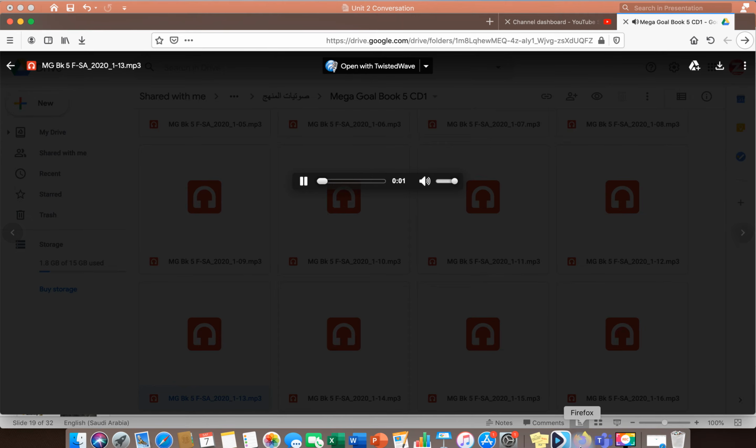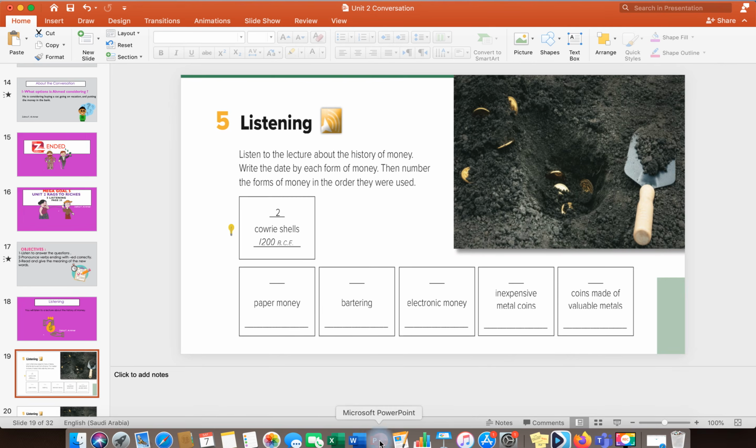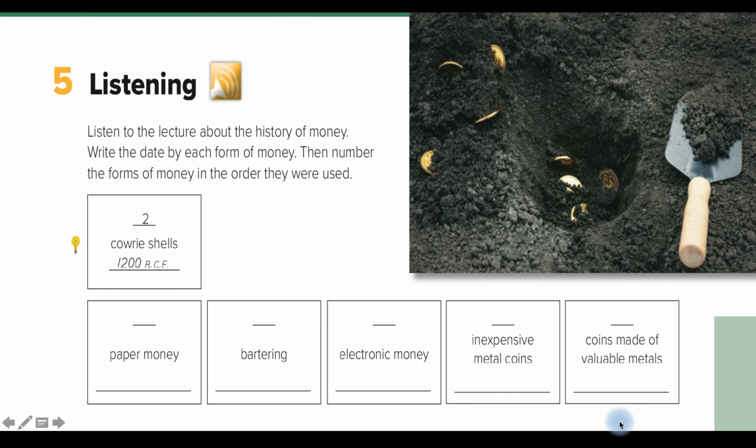Page 25. 5. Listening. Listen to the lecture about the history of money. Write the date by each form of money. Then number the forms of money in the order they were used.